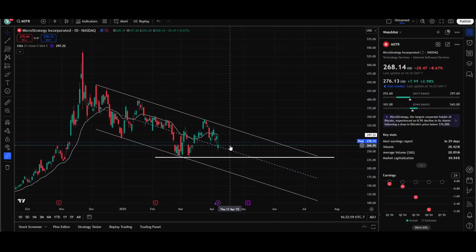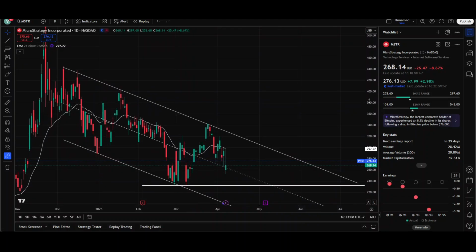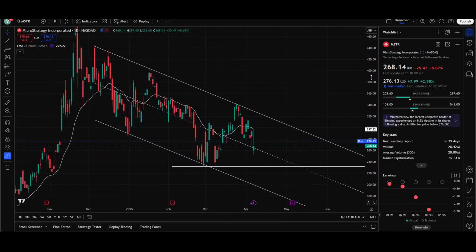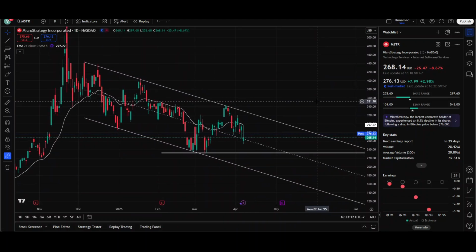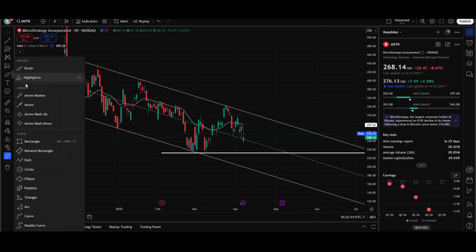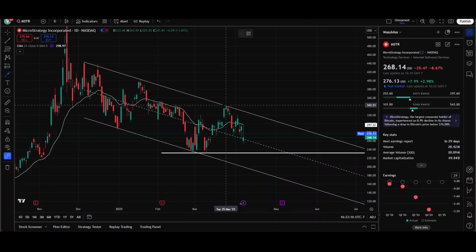As you can see here, MicroStrategy was down almost 9% today, but after hours, it's up about 3%. So maybe we have seen the bottom, maybe we haven't. I know for sure you just cannot be certain as of right now. You can't be making bold predictions because the market is very volatile right now.